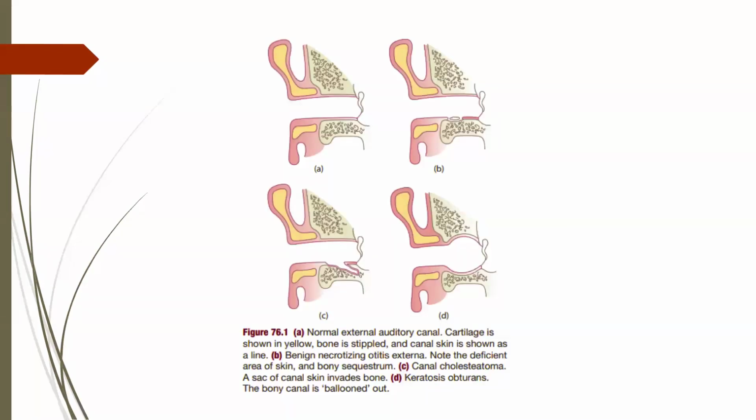This diagram illustrates what I just spoke about, the different types of conditions we are going through. In the first image, A, you can see a normal ear canal. In B, it shows the benign necrotizing otitis externa with an exposed area of bone, and in C, you see a canal cholesteatoma, which has a sac eroding into the bone, with skin covering it, which is where the squamous tissue will collect. And in keratosis obturans, you can see there's a ballooned-out appearance of the entire canal.